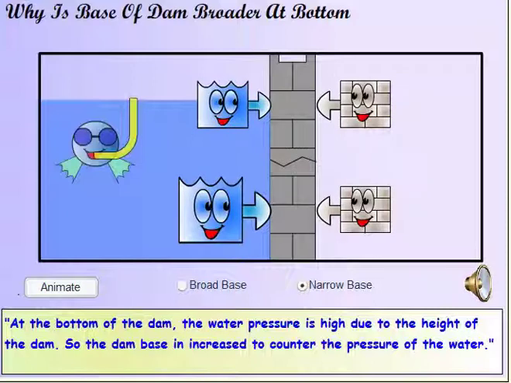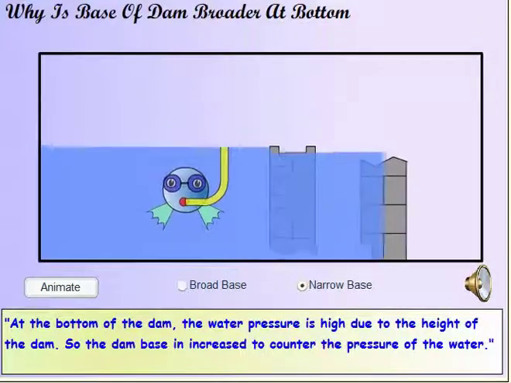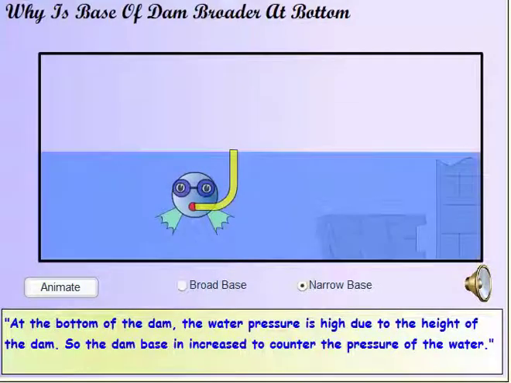Pressure increases with depth. So, the pressure due to the water at the bottom of the dam is greater than the pressure due to the water at the top of the dam. If the wall is narrow at the bottom, it will not be able to withstand the water pressure. Therefore, the lower portion of the dam is made broader.